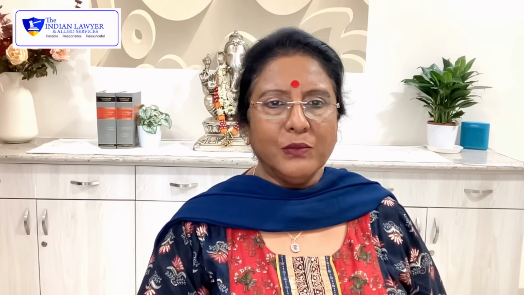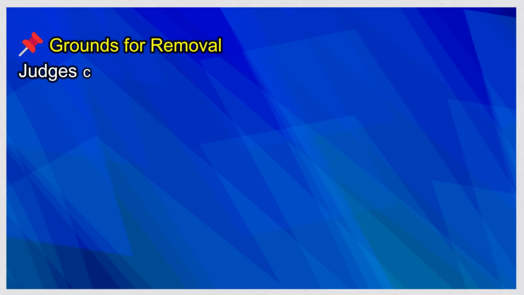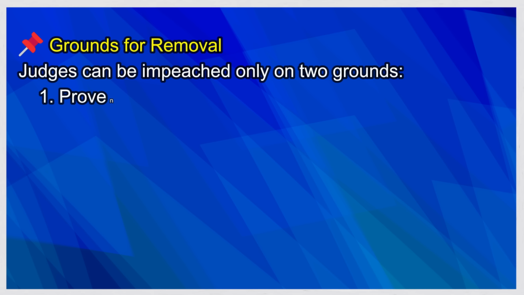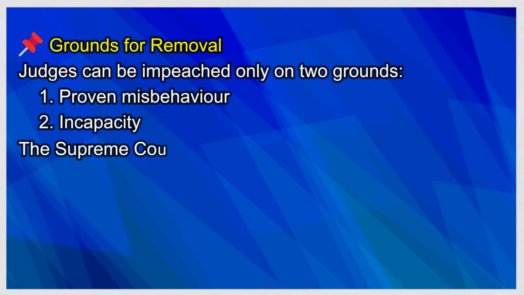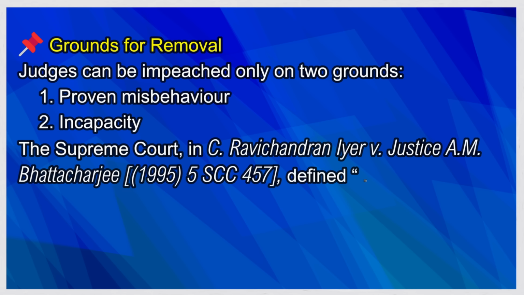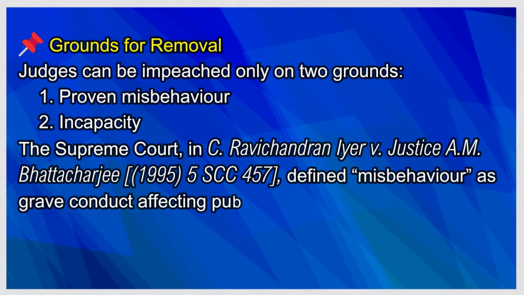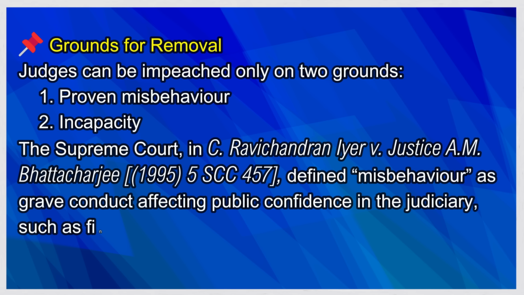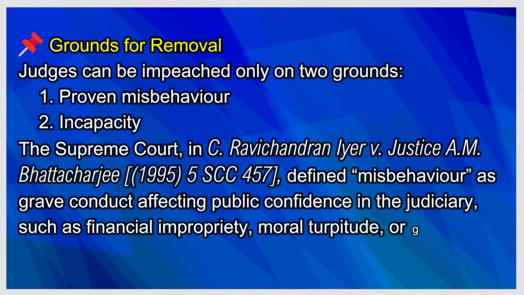Now, what are the grounds for removal? There are two grounds: proven misbehavior and incapacity. The Supreme Court in C. Ravichandran Iyer versus Justice A. M. Bhattacharjee 1995 defined misbehavior as a grave conduct affecting public confidence in the judiciary, such as financial impropriety, moral turpitude or gross abuse of judicial office.